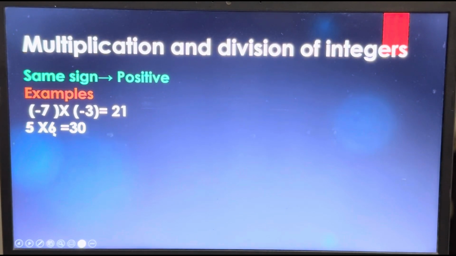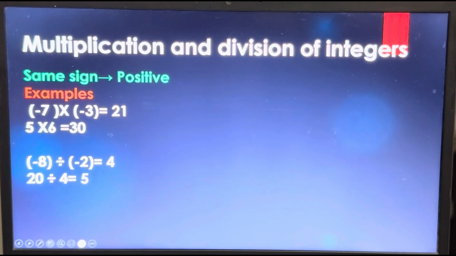Suppose both are positive, then 5 into 6 will be 30. So the answer will be positive. So in both the cases, if both are negative, then also the answer is positive. Both are positive, then also the answer is positive. Okay. Then if it is division, then again, same thing. Both are negative. So 8 divided by 2 is 4. Both are negative. So negative, negative gets cancelled. The answer is positive 4.